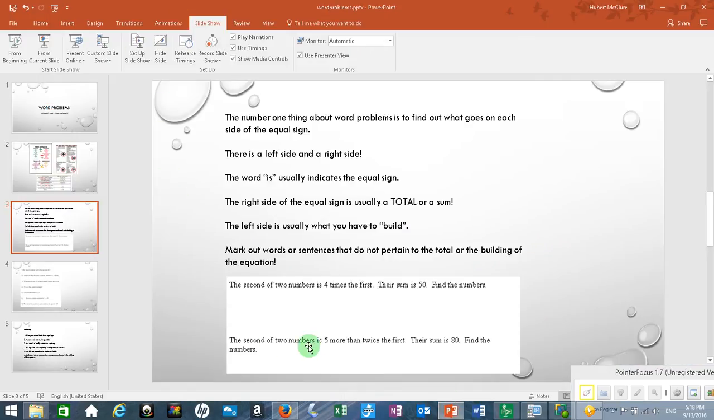The second of two numbers is 5 more than, there's that more than, twice the first. Their sum is 80. So on that one, it'll be equal to 80, and you have two parts on the left-hand side.